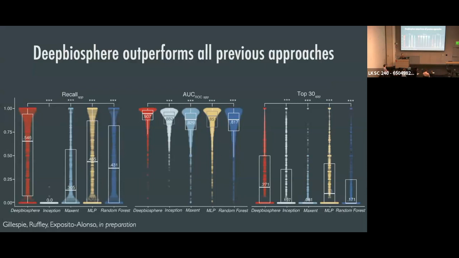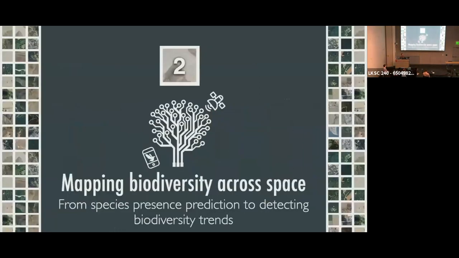Which is great. But how do we actually operationalize this? How do we use a model that can predict species well to track biodiversity and its change over time? That's the next section I'll be talking about: how we actually track biodiversity across space.